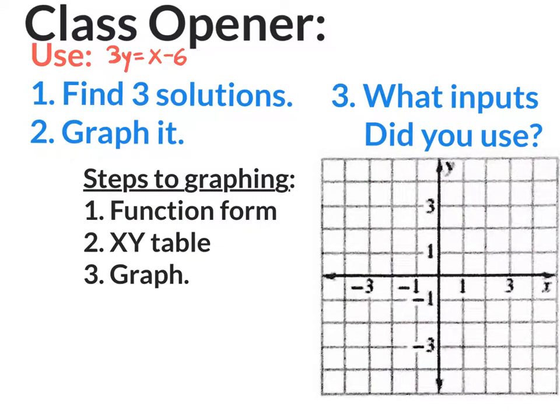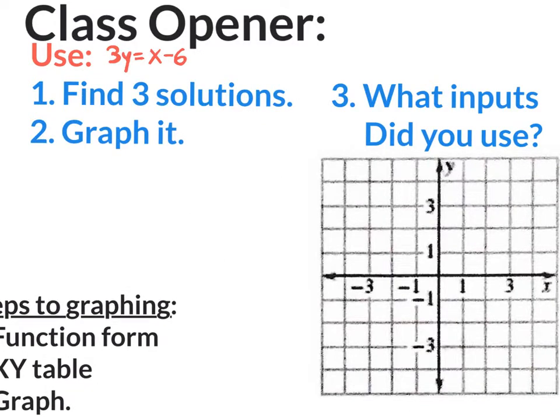Then after you get the y by itself, then you worry about making an xy table and plugging in three easy numbers. Most of the time 0, 1, and 2, but not all of the time. If you end up with a fraction in front of your x, you want to use that denominator, because if you use 0, 1, and 2, 0 always works, but if you use 1, it might give you a fraction, and we don't like graphing with fractions. And then you graph the coordinates and draw your line and put some arrows on it.